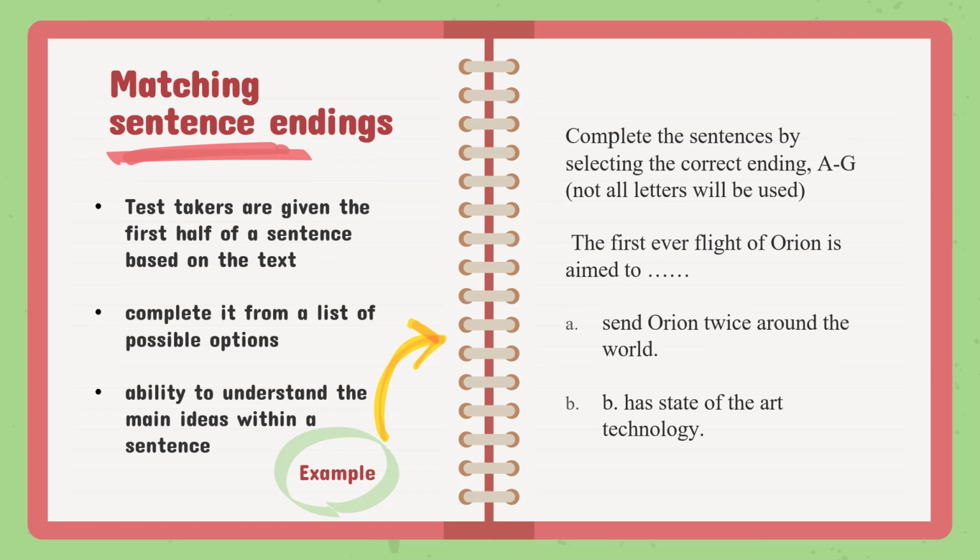Matching sentence endings. Here you need to know how the ideas are developed. In fact, people who have a good skill in writing usually have no problem with this part, matching sentence endings, paying attention to the subjects, objects, verbs, adverbs, and the development of the idea. The test takers are given the first half of a sentence based on the text, and they need to complete it from a list of possible options. And the ability to understand the main ideas within a sentence is very important.